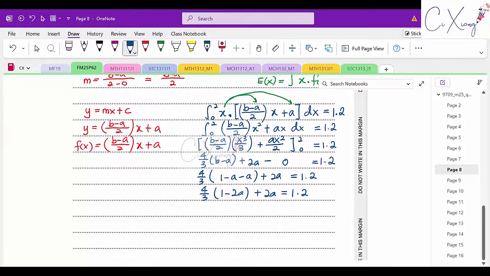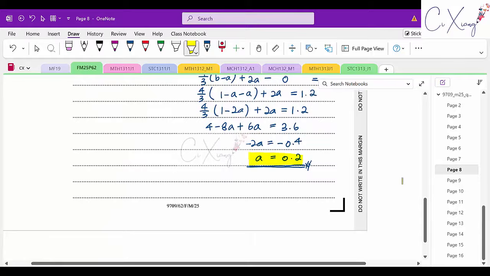So you can try to move the 3 over. So you're having 4 minus 8a, 3 times 2 is 6. Then 1.2 times 3, so you should be having 3.6. Yeah, so negative 2a equals negative 0.4. And therefore, you'll get your a equals 0.82. Right, so this is how we actually get the answer for the value of a. Yeah, right, so let's continue further to the next part.